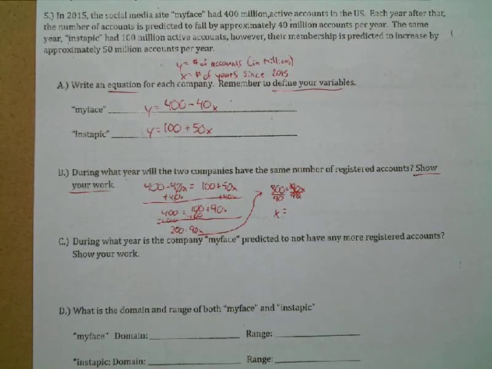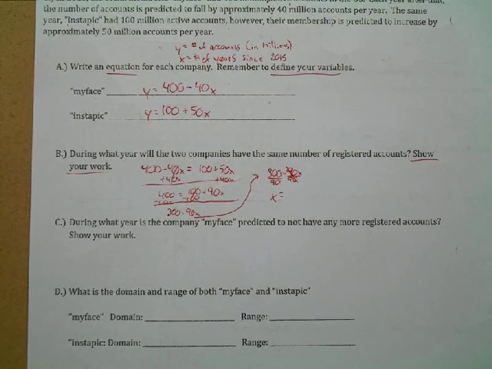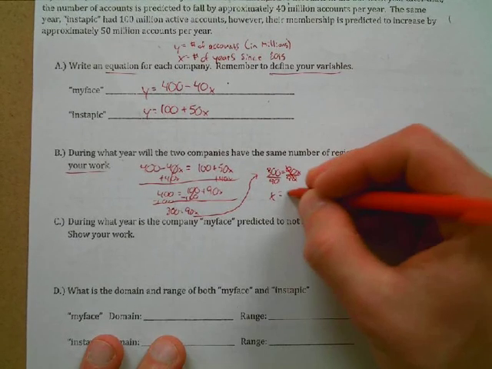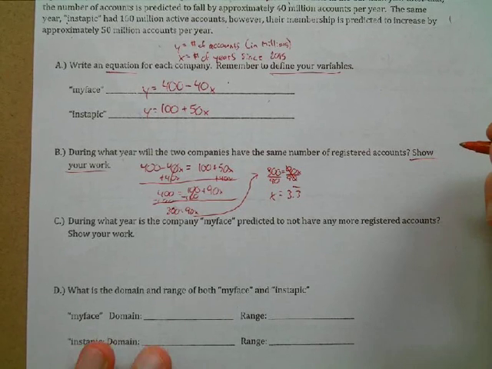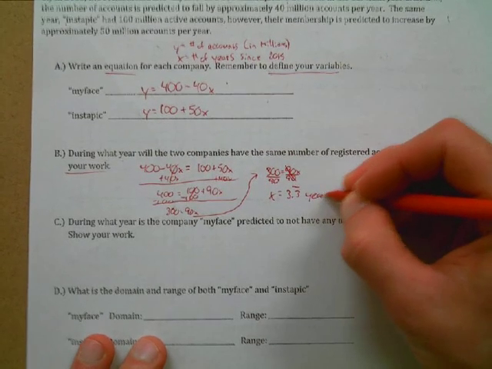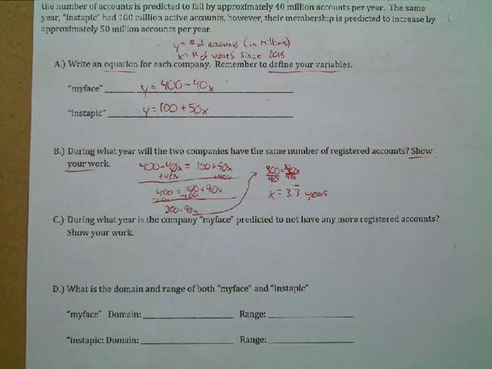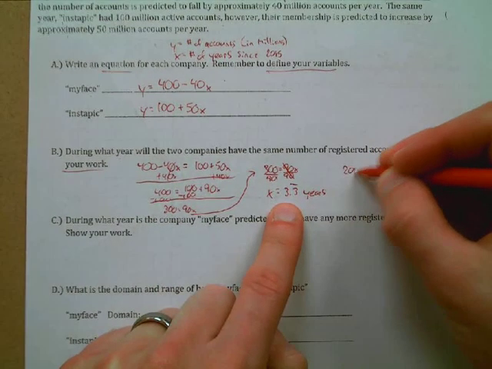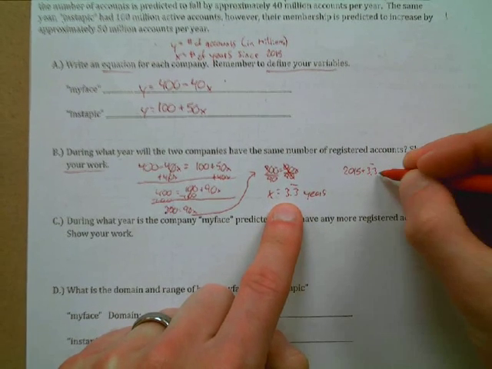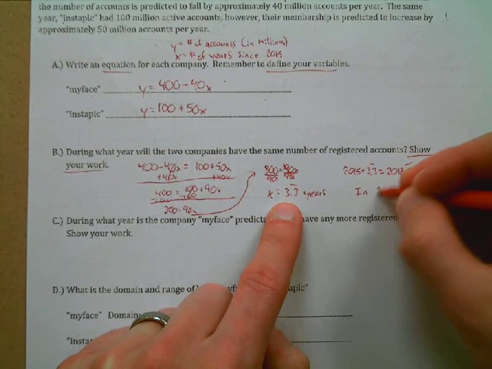What's that? Yeah, it's like 3.3 repeating. 3 1/3, exactly right. Okay, and remember, x is number of years. So during what year will the two companies have the same number of registered accounts? 2018. Because where do we start? 2015, and we're going to add 3.3 years. So 2015 plus 3.3 gives us 2018.3 repeating. So in 2018, they will be the same.